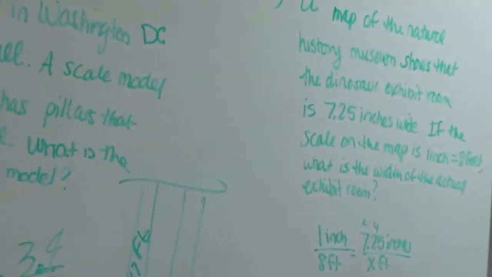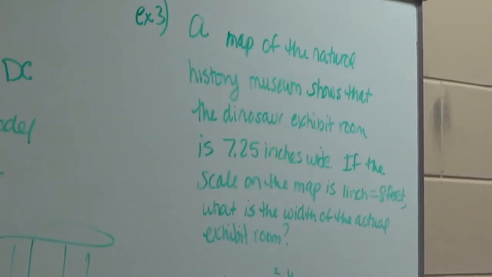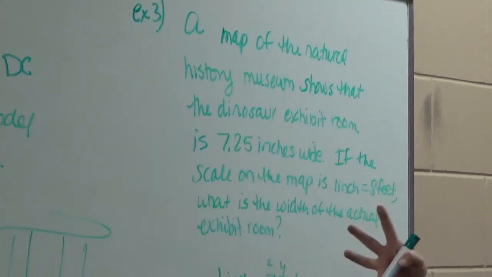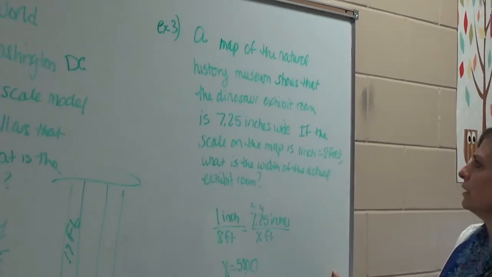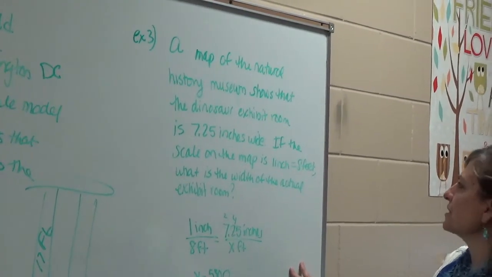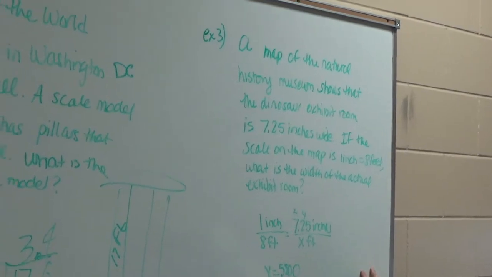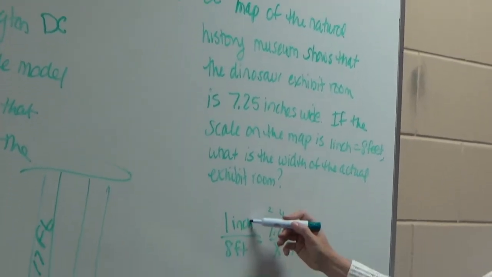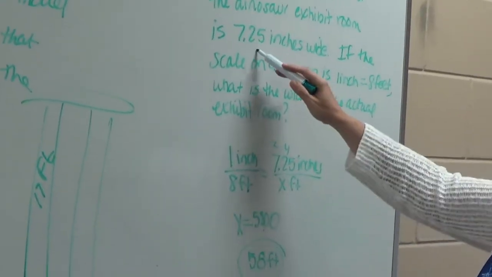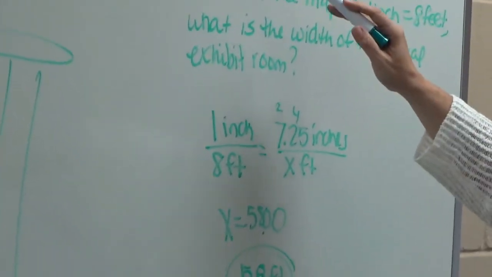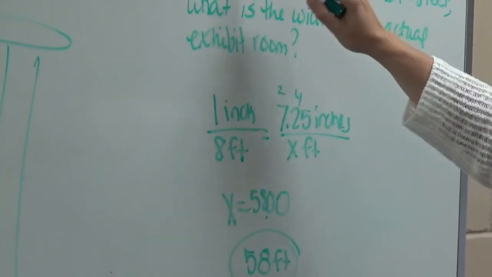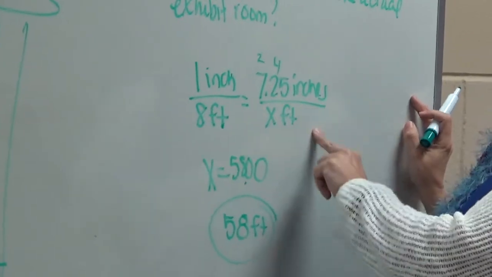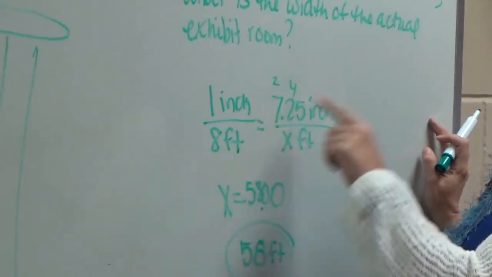So the last one, a map of the Natural History Museum shows that the dinosaur exhibit room is 7.25 inches wide. So we're looking at a map of this exhibit. If the scale on the map is 1 inch to 8 feet, then what is the width of the actual exhibit room? So we're wondering, how big is the actual room? We know 1 inch is 8 feet, and the map shows that the dinosaur exhibit room is 7.25 inches. If you're doing inches on the top, then feet on the bottom, you have to do inches to feet when you're setting up a proportion. So inches to feet, inches to feet.